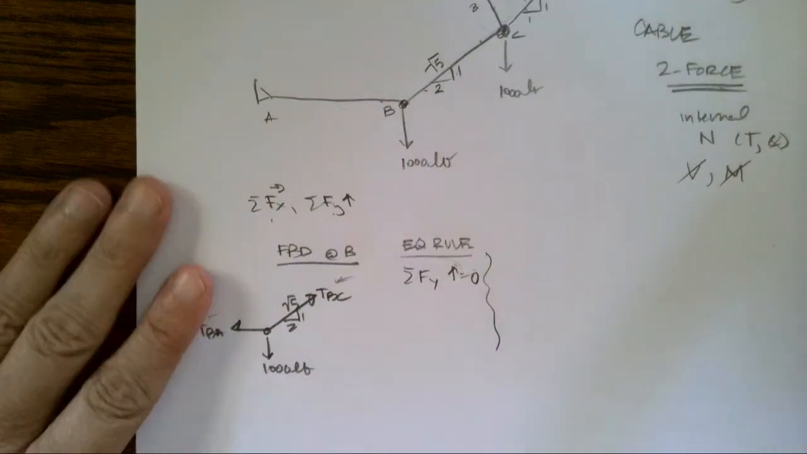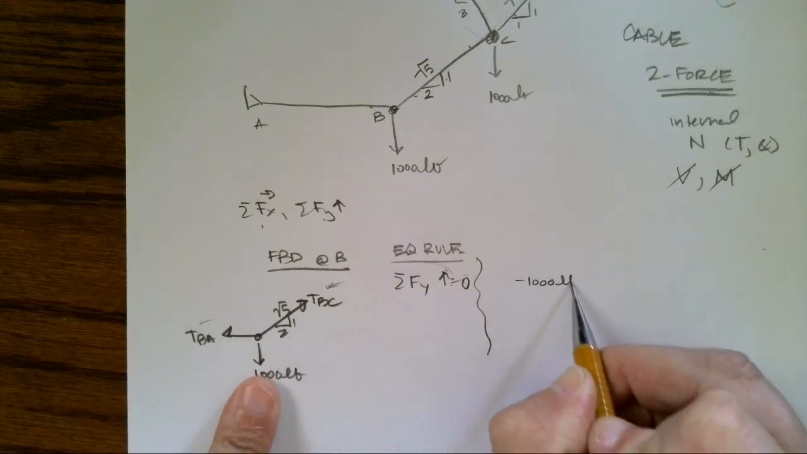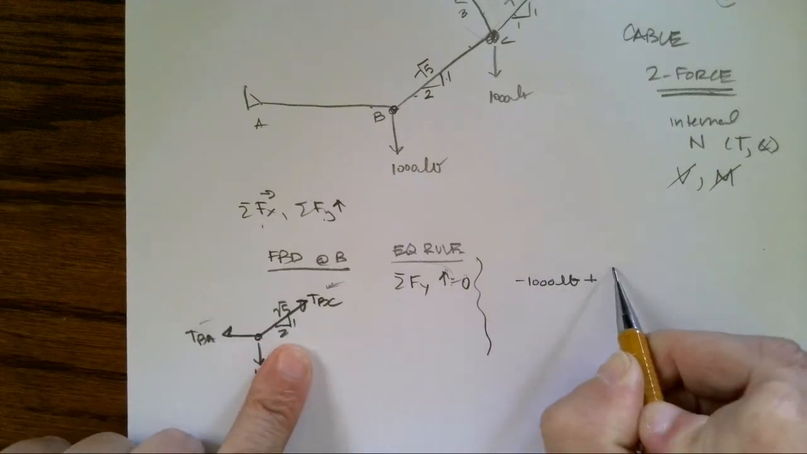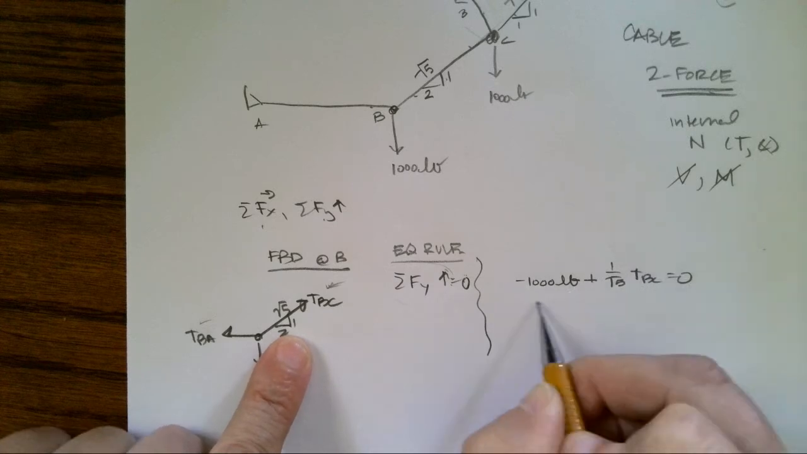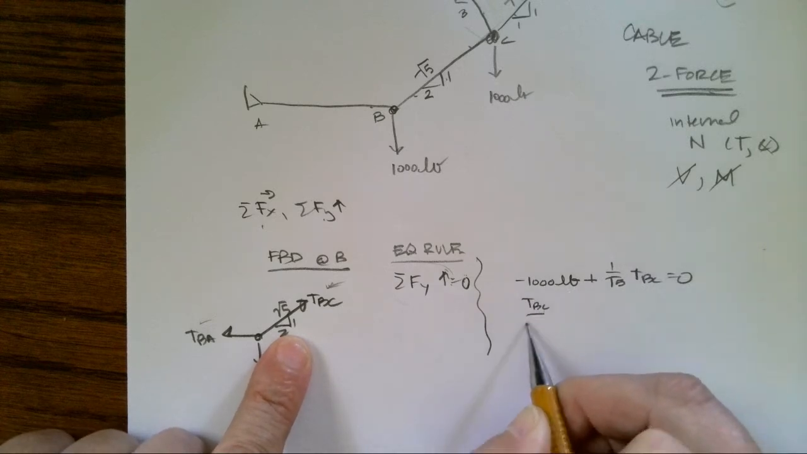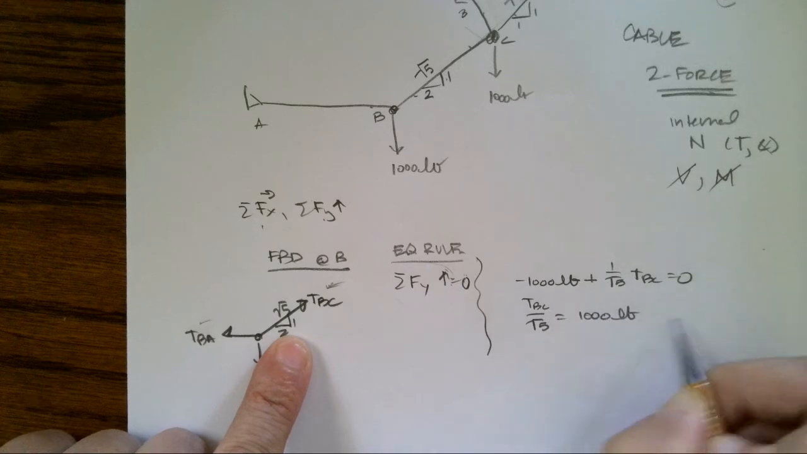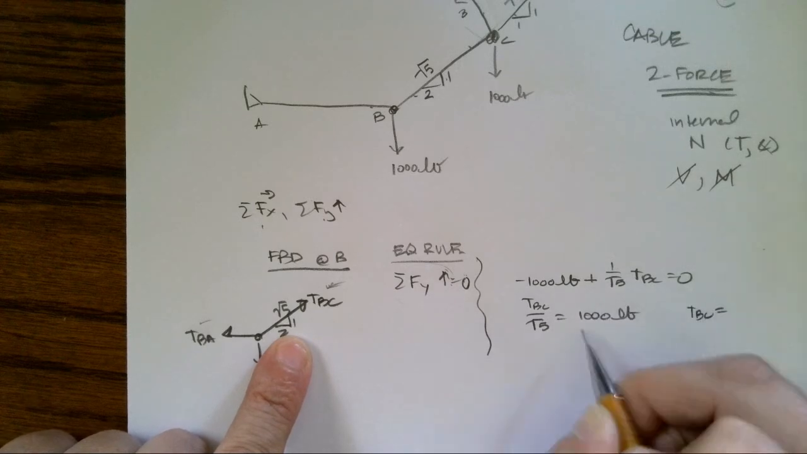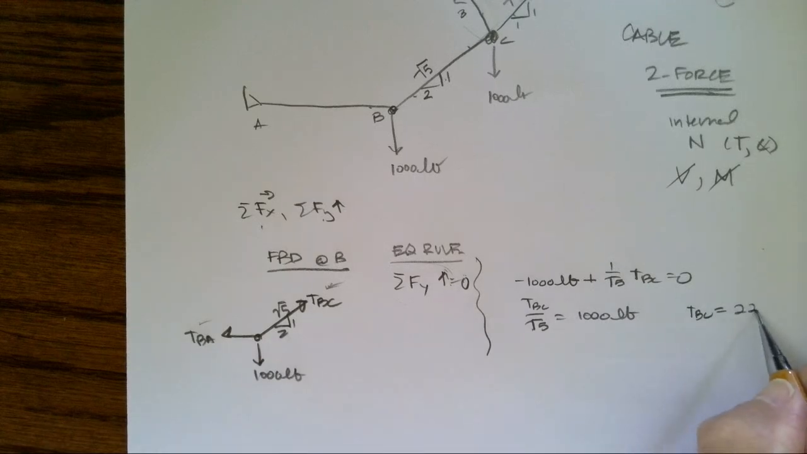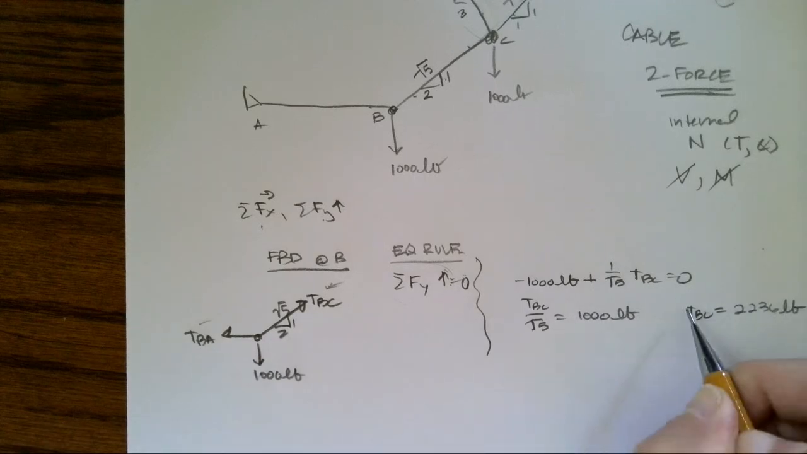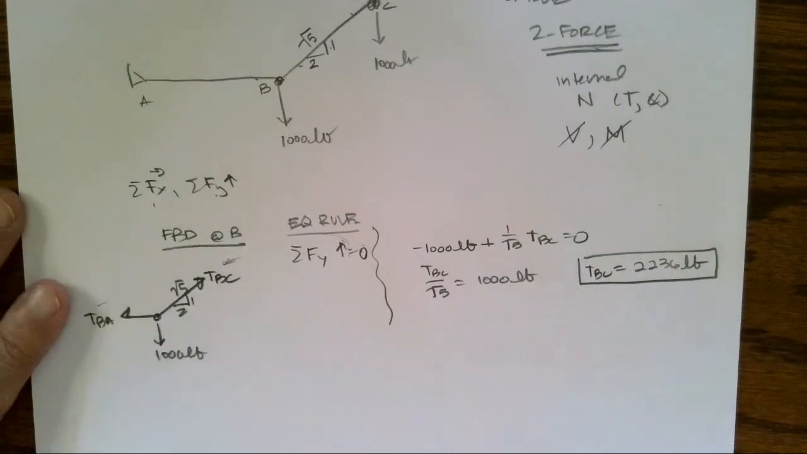So when I sum forces in the Y direction, I have negative 1,000 pounds plus 1 over square root of 5, TBC equals 0. So I get TBC over square root of 5 is 1,000 pounds. So TBC is going to equal 1,000 times square root of 5, which is 2,236 pounds. It's a cable, so it's in tension. Okay, which I'm already indicating tension in BC.